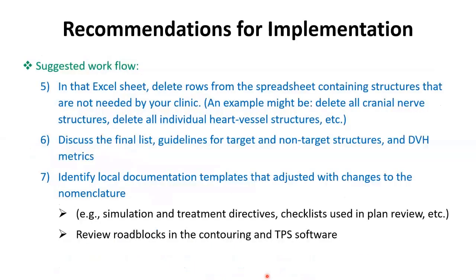In that Excel sheet, delete rows from the spreadsheet containing structures that are not needed by your clinic. As I said, there are 718 structures drawn. And for sure, in your clinic, maybe you will not use that many, maybe it will be 150. Maybe. It will not be more than this. So the rest, you don't need them. You just delete them. This will eliminate a lot from the Excel sheet. Delete, for example, all cranial nerve structures. Delete all individual heart vessel structures and so on.